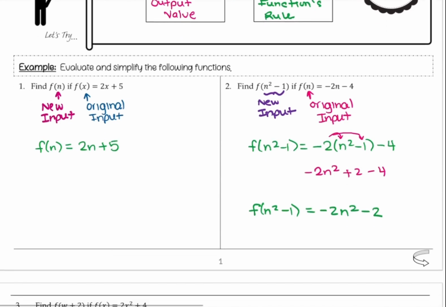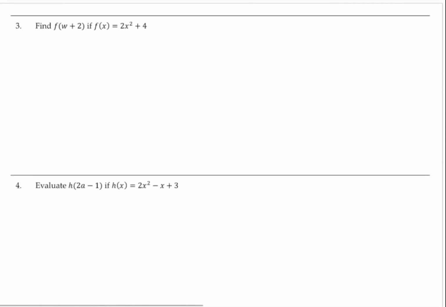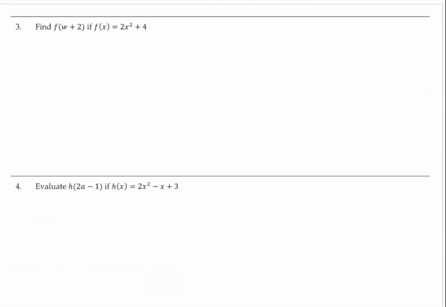All right, so let's take a look at number 3. For number 3, we have find f of w plus 2 if f of x is equal to 2x squared plus 4. So again, what is it that we are doing? We have been given a new input. We have an original input of x. We are going to take our function f, input w plus 2, which just means replace every single original input, which was x, with that w plus 2.